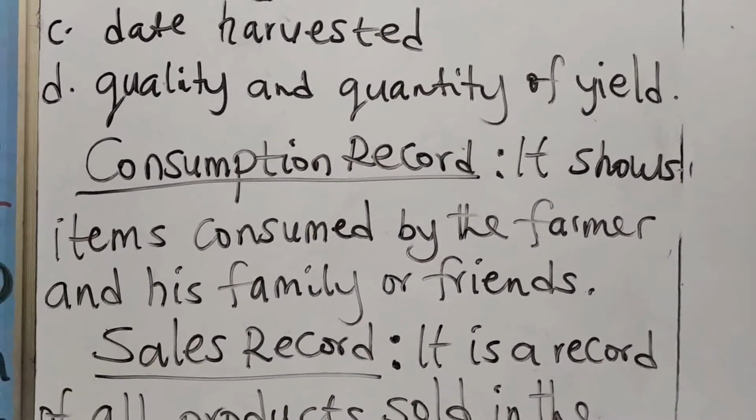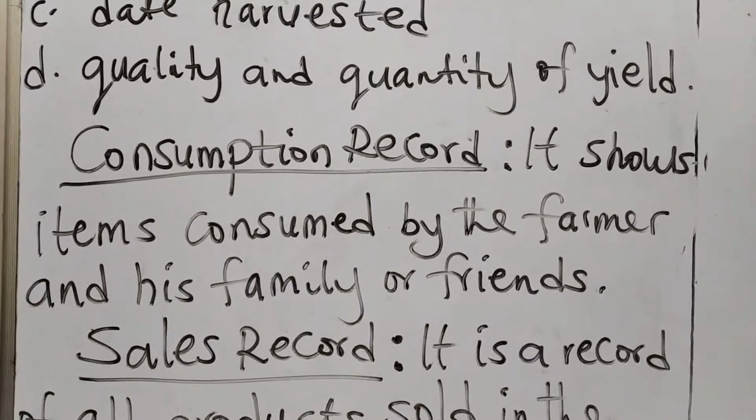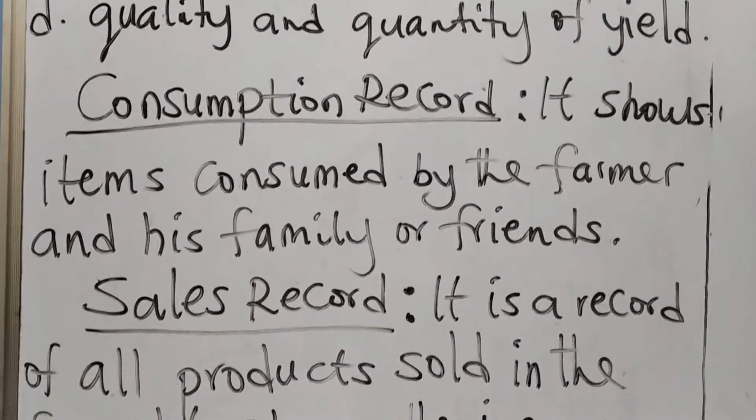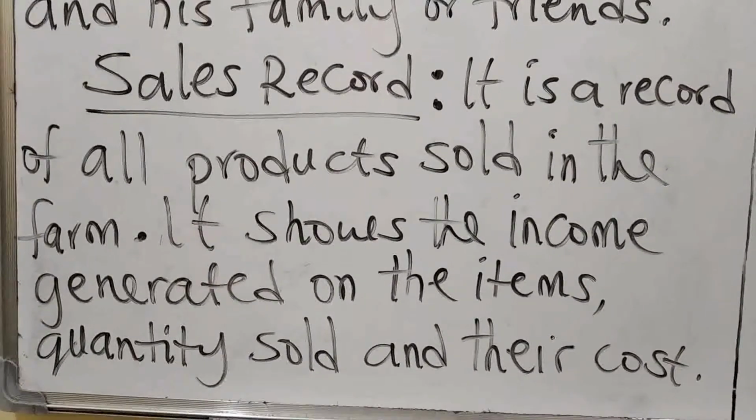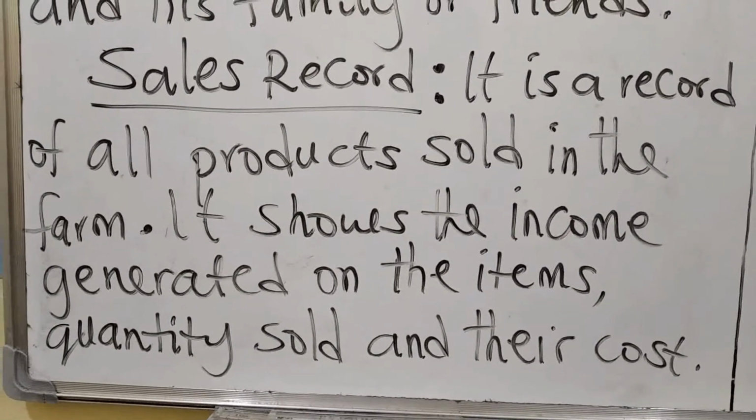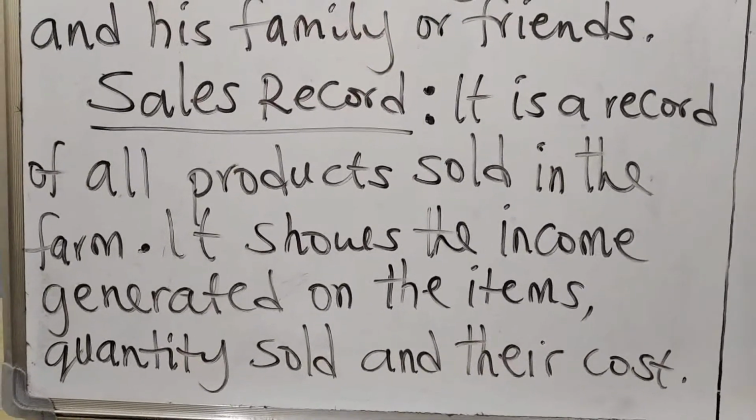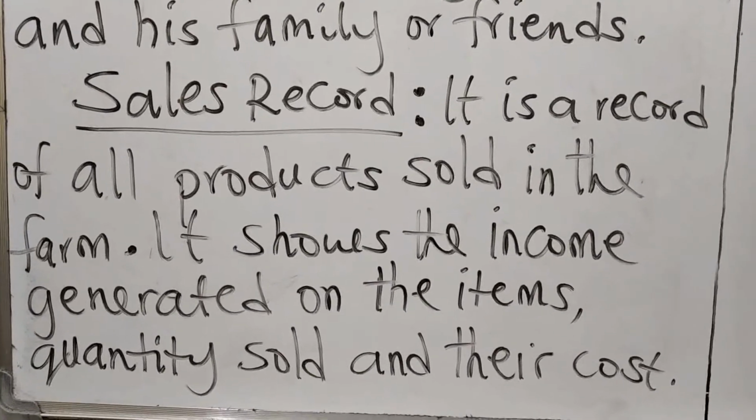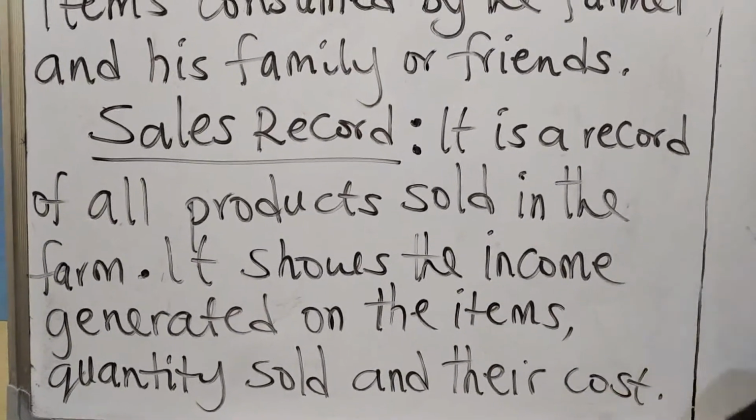Alright, we also talk about the consumption record. It shows items consumed by the farmer and his family or friends. While the sales record is a record of all products sold in the farm. It shows the income generated on the items, the quantity sold and their costs. This must all be written down in the sales record.